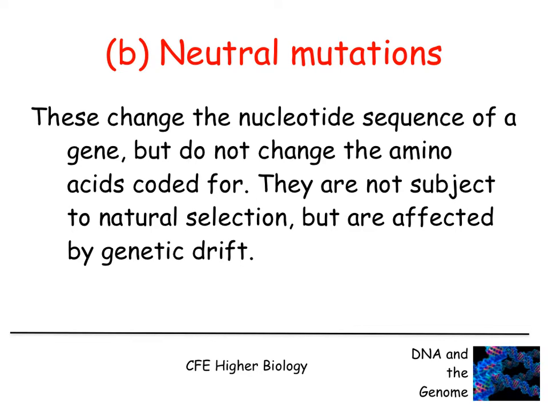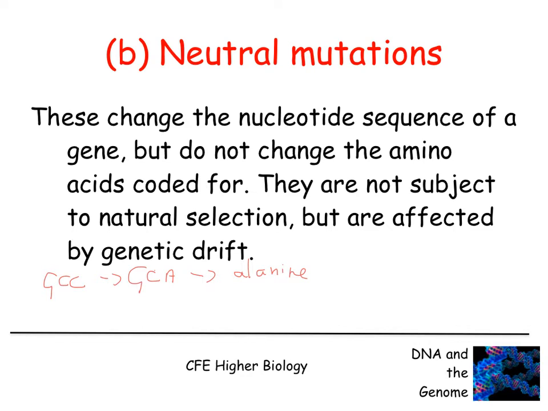So an example of that would be, say you've got a sequence GCC, and there's a neutral mutation that takes place where the C is replaced with an A at the end of there, so you get a GCA. Now both of these code for an amino acid called alanine. So because you've got that neutral mutation there, there's no change to the protein that is made, and so there's no change to the phenotype. So it doesn't affect how well adapted an individual is to the environment.